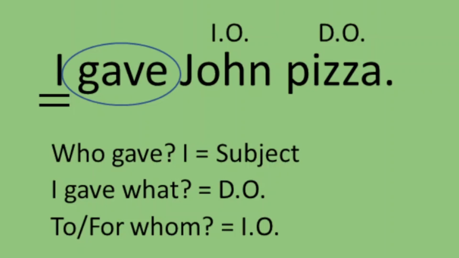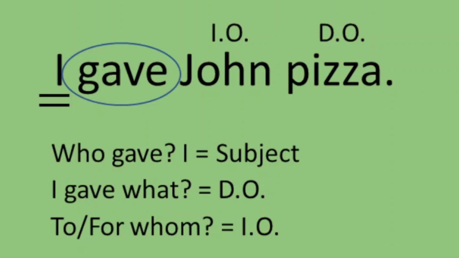I. I gave. Now, direct objects, if you remember, answer the question who or what. So we say the subject followed by the verb followed by the question who or what. I gave who or what? I gave pizza. Indirect objects answer the question to or for whom.